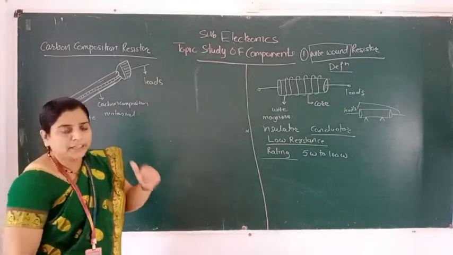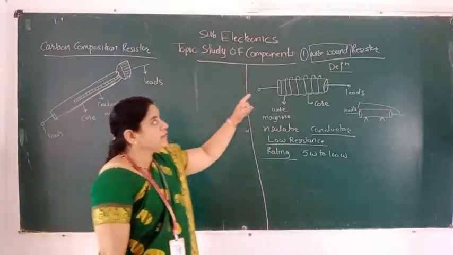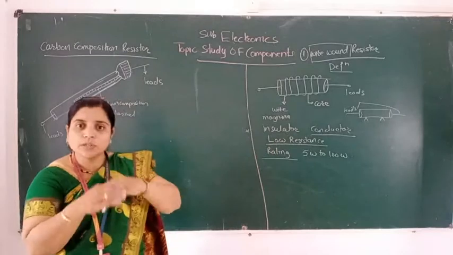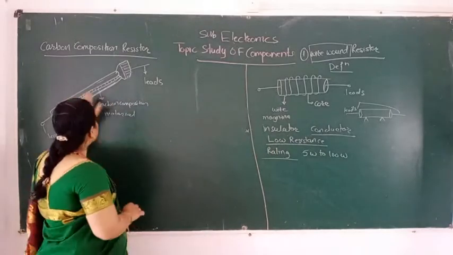Now you tell me the definition. The definition is in its name only. Wire wound resistor means wire was wound on the insulating material. Now second type is what?